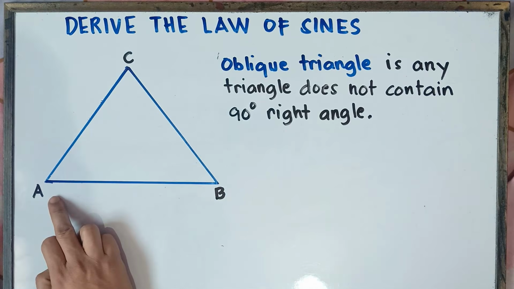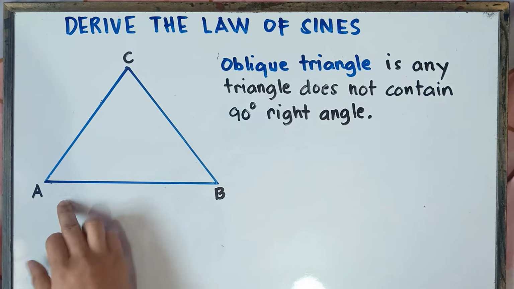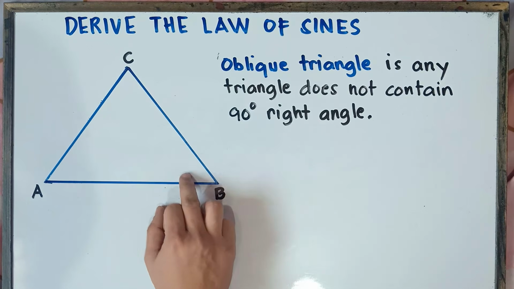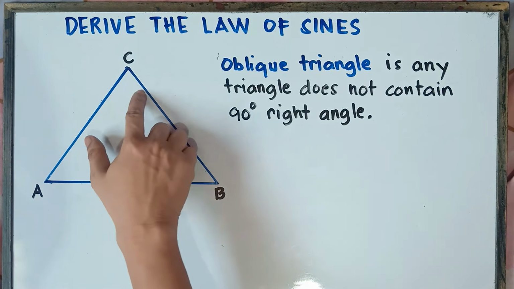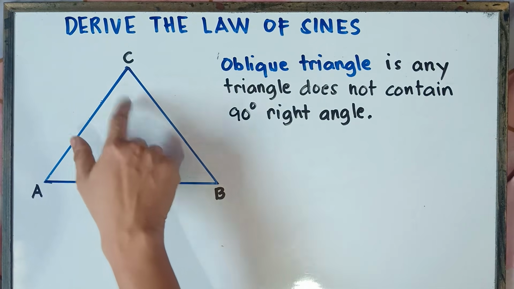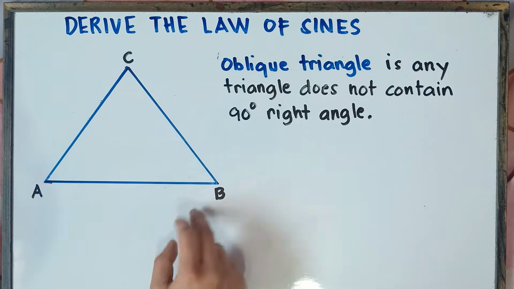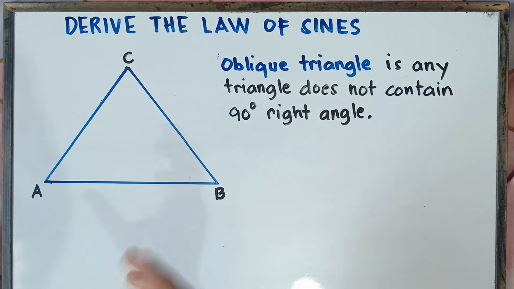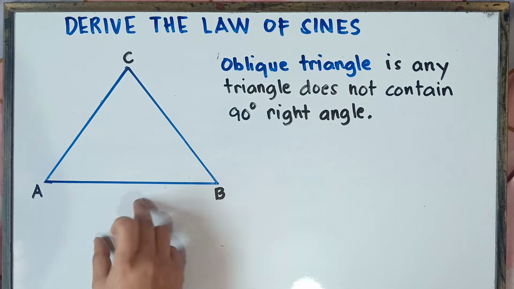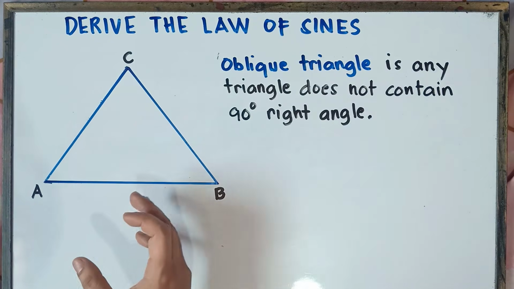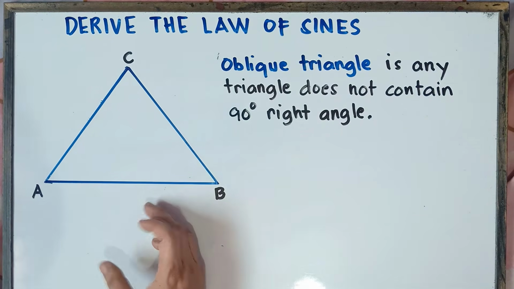For example, right here, class, we have angle A. This is an acute angle. We have angle B, an acute angle less than 90 degrees. Angle C is still an acute angle less than 90 degrees. We have three acute angles. Therefore, class, we call this one an oblique triangle, or an acute triangle, because all of the angles are less than 90 degrees.